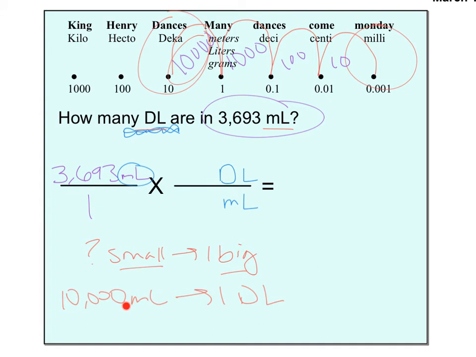So I'm going to put the 10,000 milliliters where I have milliliters. So I'm going to put it on the bottom. So now, milliliters cancel out. I'm left with deciliters. Okay, so those are gone. So now you just do the math. So 3,693 divided by 10,000, which gets you 0.3693 deciliters.